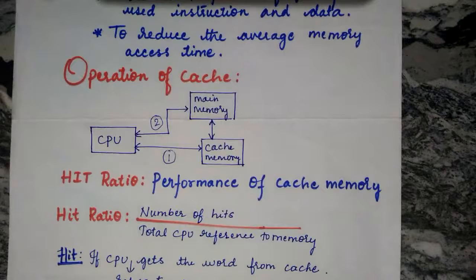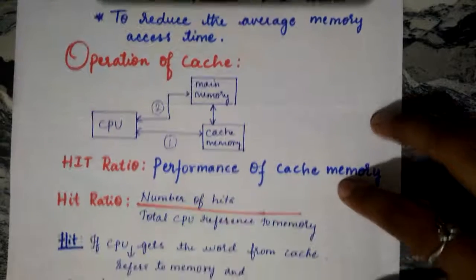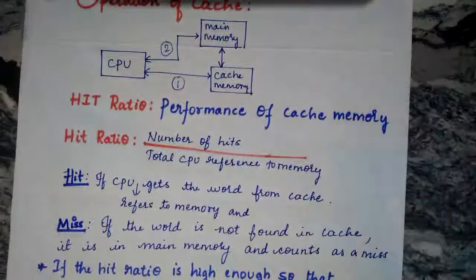So let's see what is hit ratio. Hit ratio is the performance of the cache memory. It is given by the formula: number of hits divided by total CPU references to the memory.